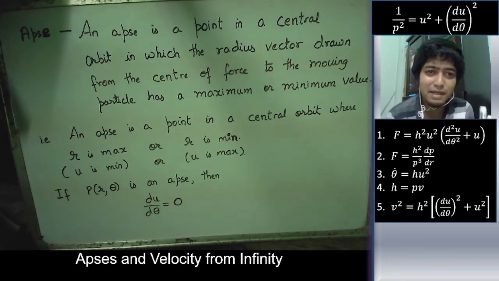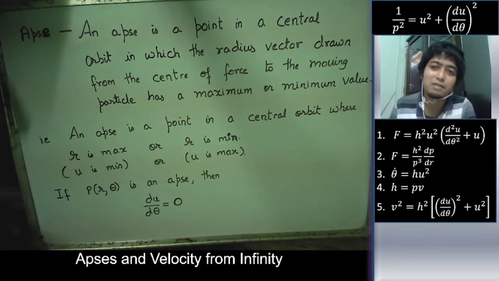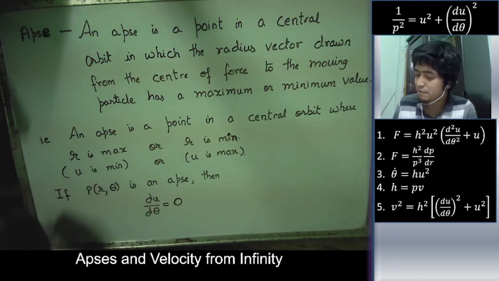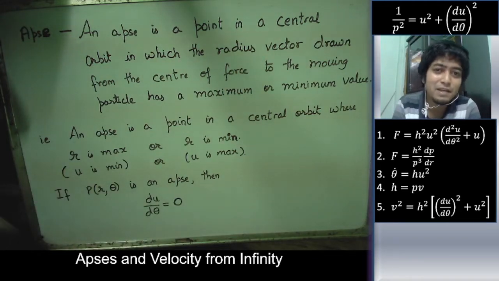What we will learn today is something about an apse. So what exactly is an apse? This is only defined for central orbits. So if you see the definition, an apse is a point in a central orbit in which the radius vector drawn from the center of force to the moving particle has a maximum or minimum value.